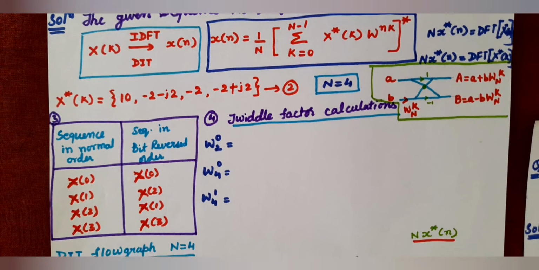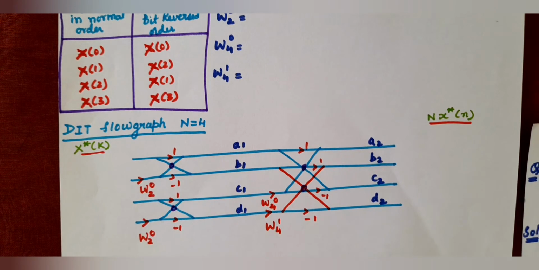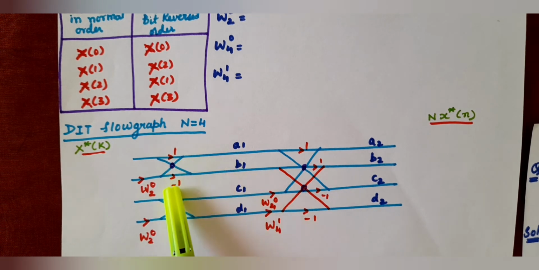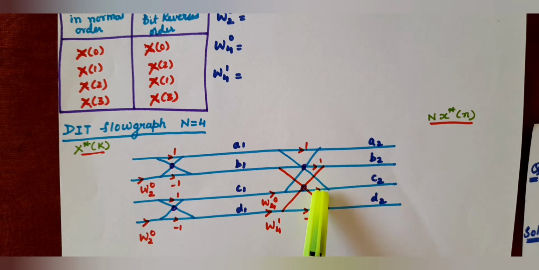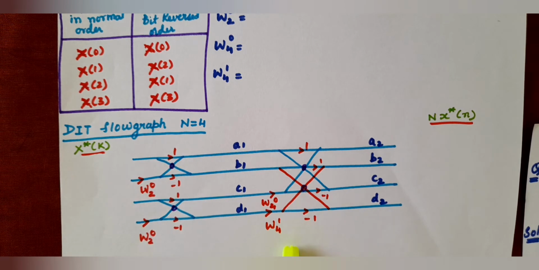So you all know what is a flow graph for N is equal to 4 for a DIT. I have already drawn a 4-point DIT flow graph. Here this is known as first stage and this is known as second stage. For the first stage the twiddle factors are W2 to the power of 0, and for the second stage the twiddle factors are W4 to the power 0, W4 to the power of 1.